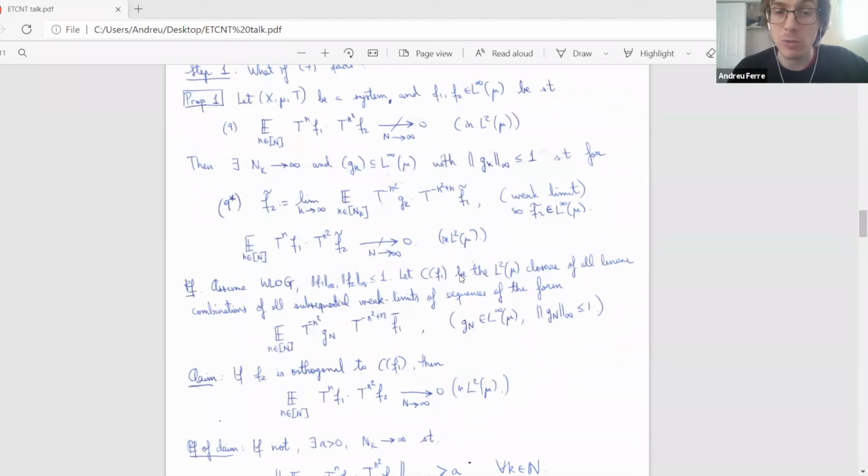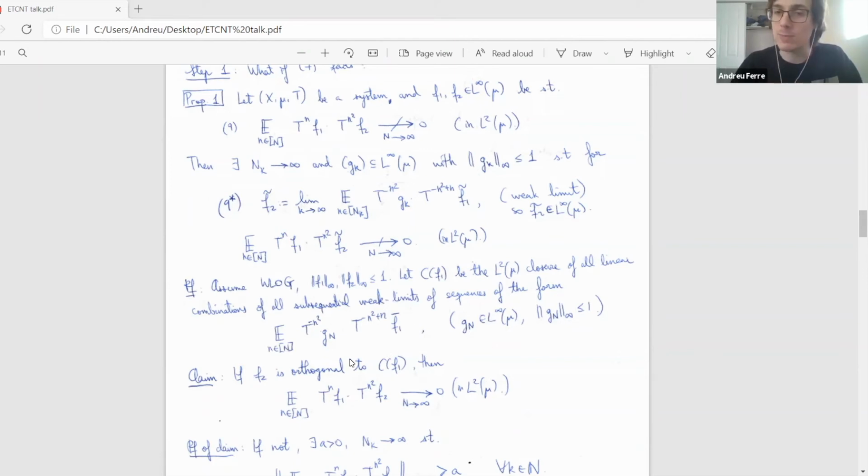And now what we're going to do is consider the averages that we care about, right? We said that we're going to be able to find an F of this form, right? So we're going to consider all possible subsequential limits, and here by limits, I mean weak limits of these averages. These are the averages of interest. Here, Gn is in L infinity, and Gn has norm less than or equal to 1. And that's kind of what we want to obtain, right? So we fixed the F1, so we're going to consider the span closure of all the weak limits of these sequences.